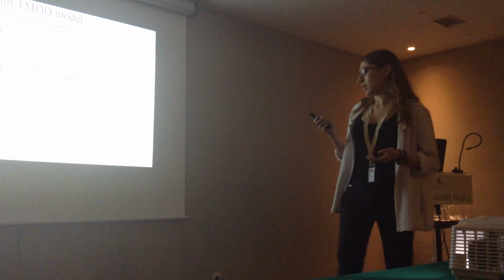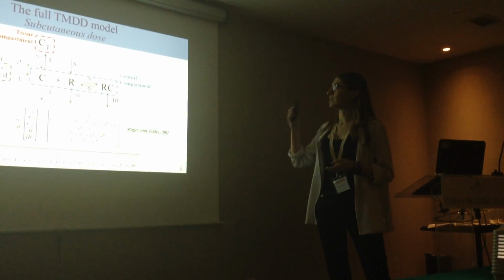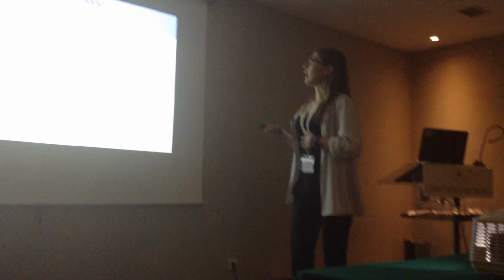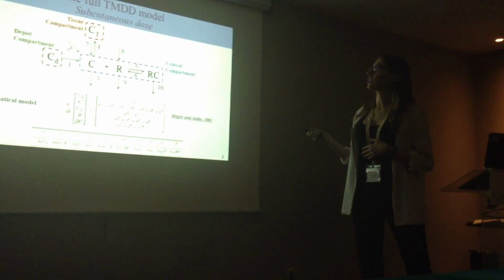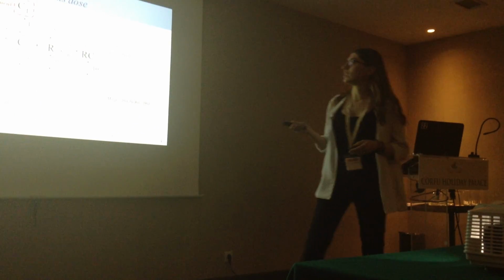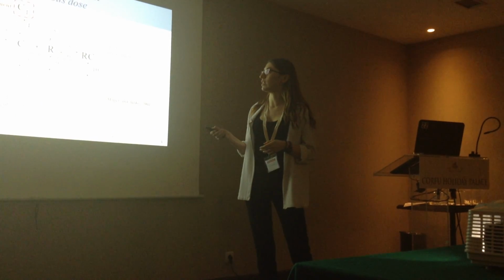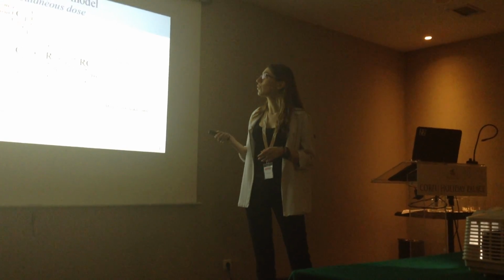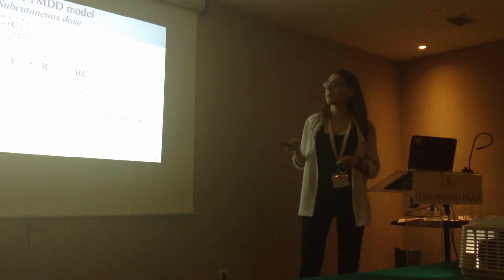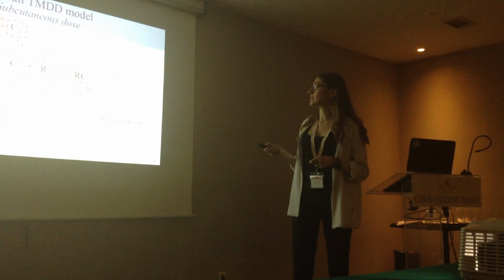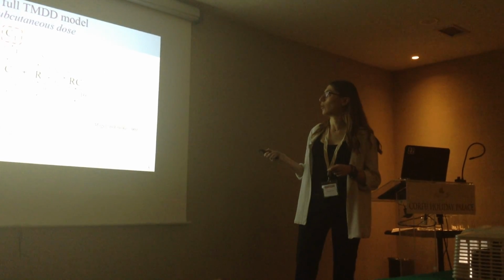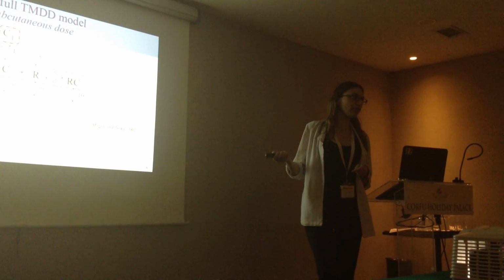So this is the mechanism that describes the full TMDD model, consisting of 5 variables and 10 reactions. For the case of the subcutaneous dose, an initial quantity of the drug is administered in the depot compartment, through which it transfers to the central compartment, which is the blood plasma. From there, the drug C binds to the biological target R in order to create the complex RC, which is the effective form of the drug.